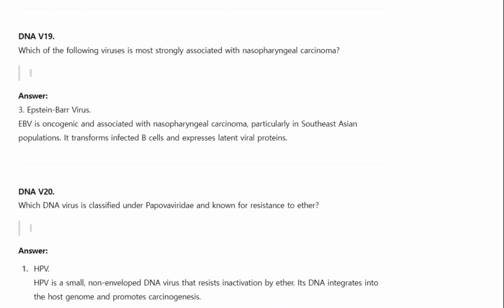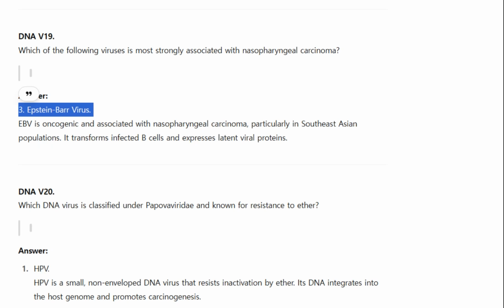DNA V19. Which of the following viruses is most strongly associated with nasopharyngeal carcinoma? Answer 3. Epstein-Barr virus. EBV is oncogenic and associated with nasopharyngeal carcinoma, particularly in Southeast Asian populations. It transforms infected B cells and expresses latent viral proteins.